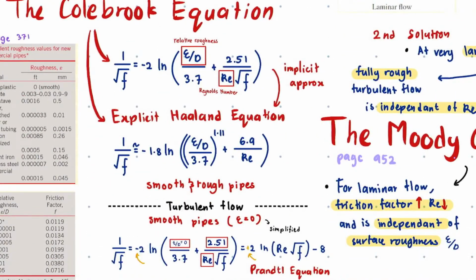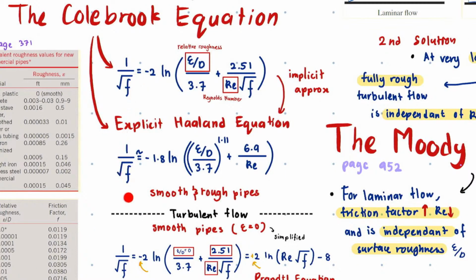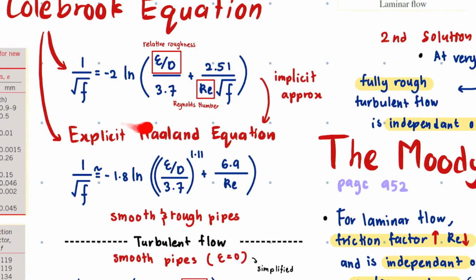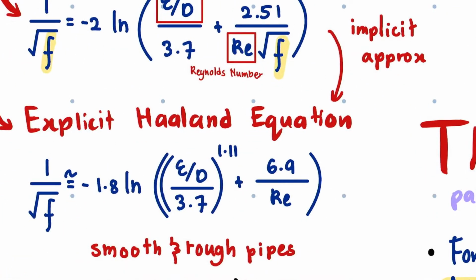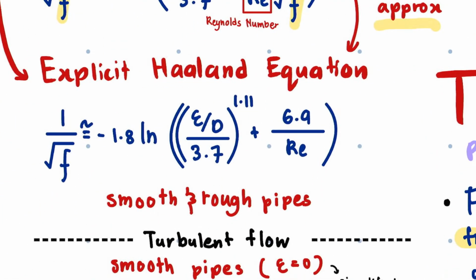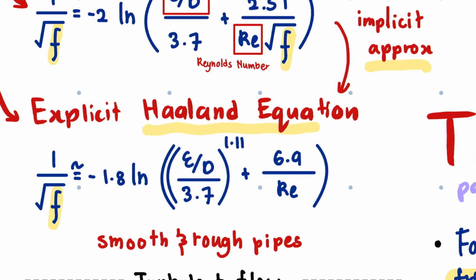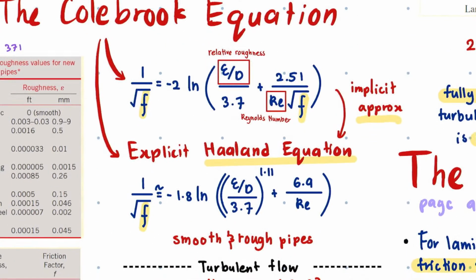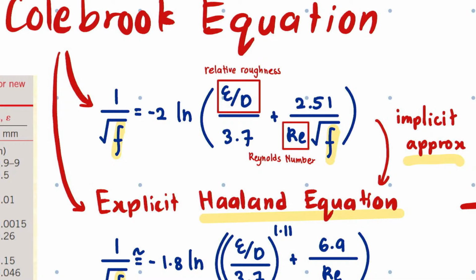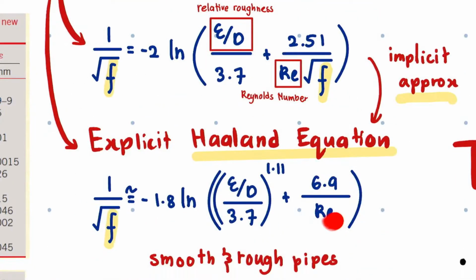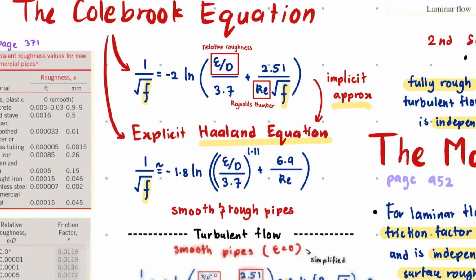Okay, anyway, like I said earlier, there are many ways to get the friction factor. So this is the first equation. If you notice, there is F on both sides. So we can also approximate it so that F is on only one side. This is what we call the Haaland equation. That's the difference between the Haaland equation and the Colebrook equation. The Haaland equation does not have F on both sides. It only has F on one side.